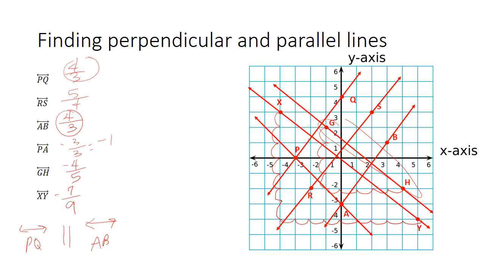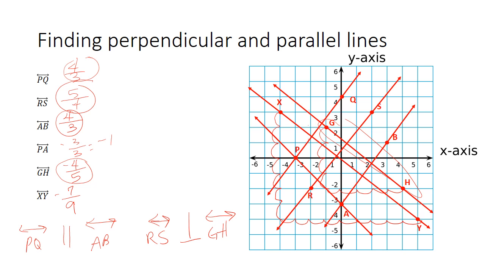Remember, they're going to be flipped and opposite if they're perpendicular. Well, none of them are 9/7, so it can't be that one. One of them is 5/4, which is going to be the opposite of this one. So we can say that line RS is perpendicular to line GH. And that's the only one that we would be able to say that about.